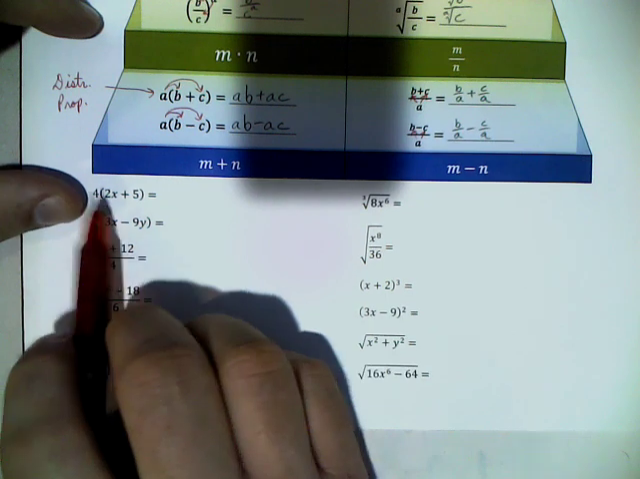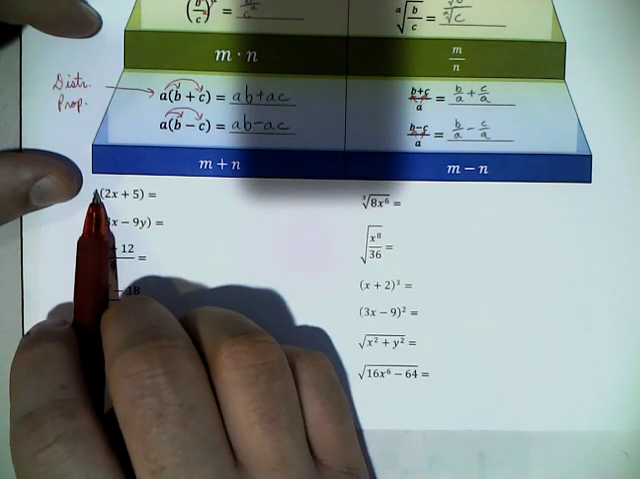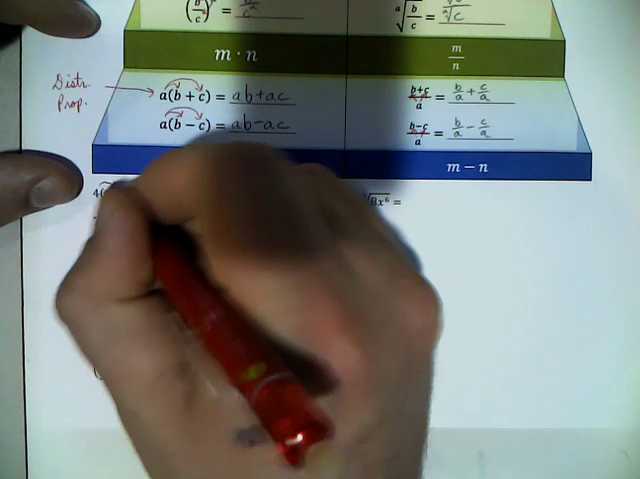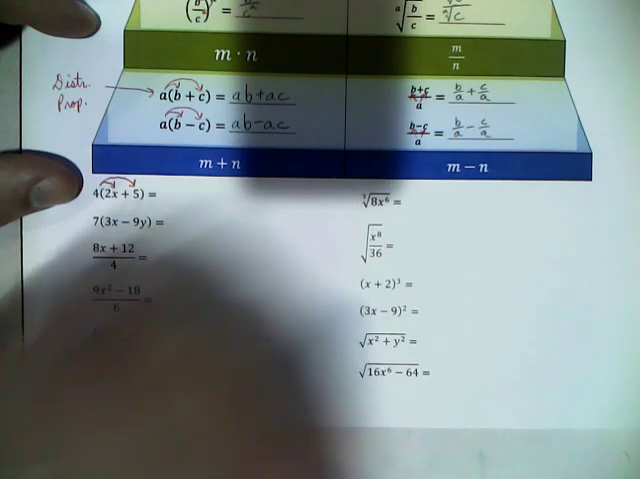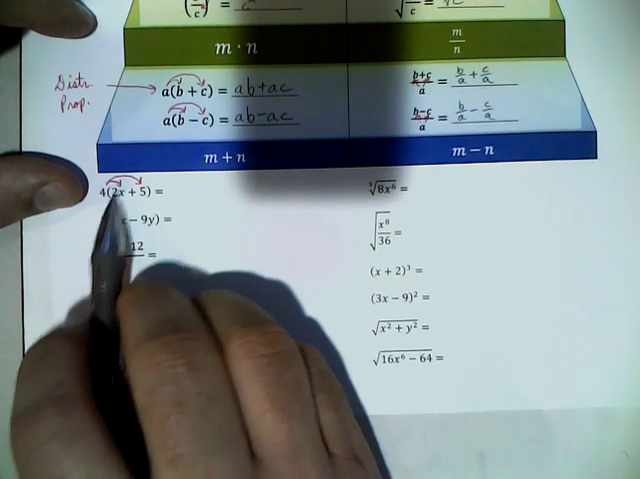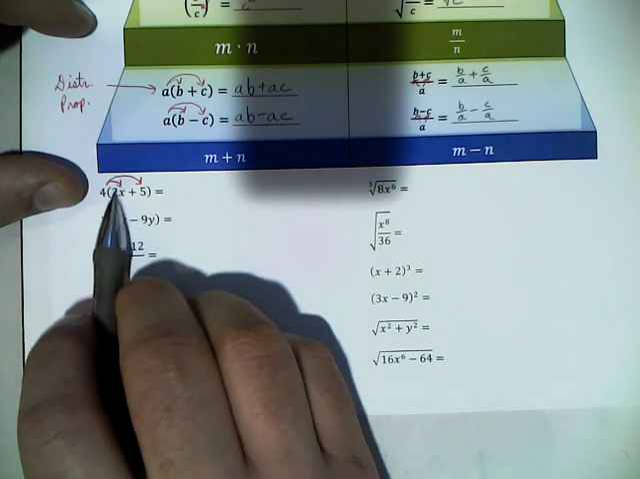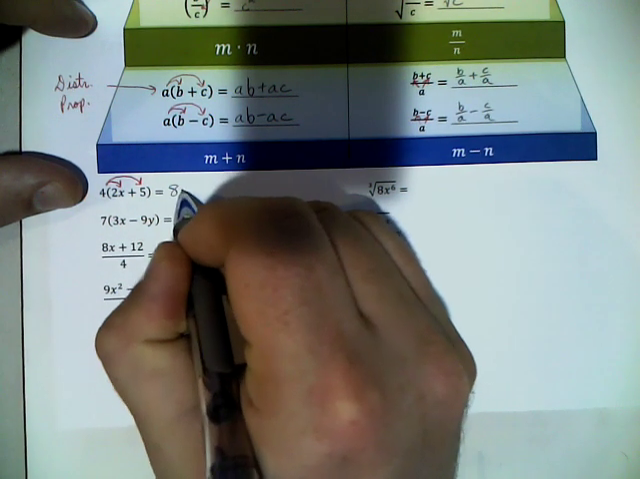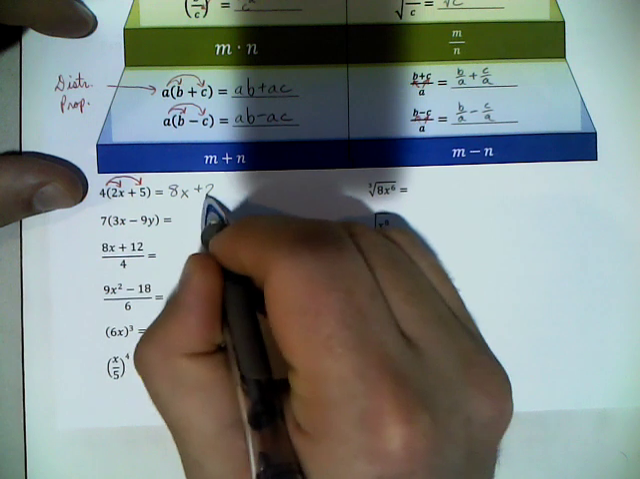So we've got the stronger multiplication on the outside, the weaker addition inside, which means that the 4 will distribute to the things that we are adding. So it'll be a 4 that goes to the 2x, and a 4 that goes to the 5. So 4 times 2x is 8x, and 4 times 5 is 20.